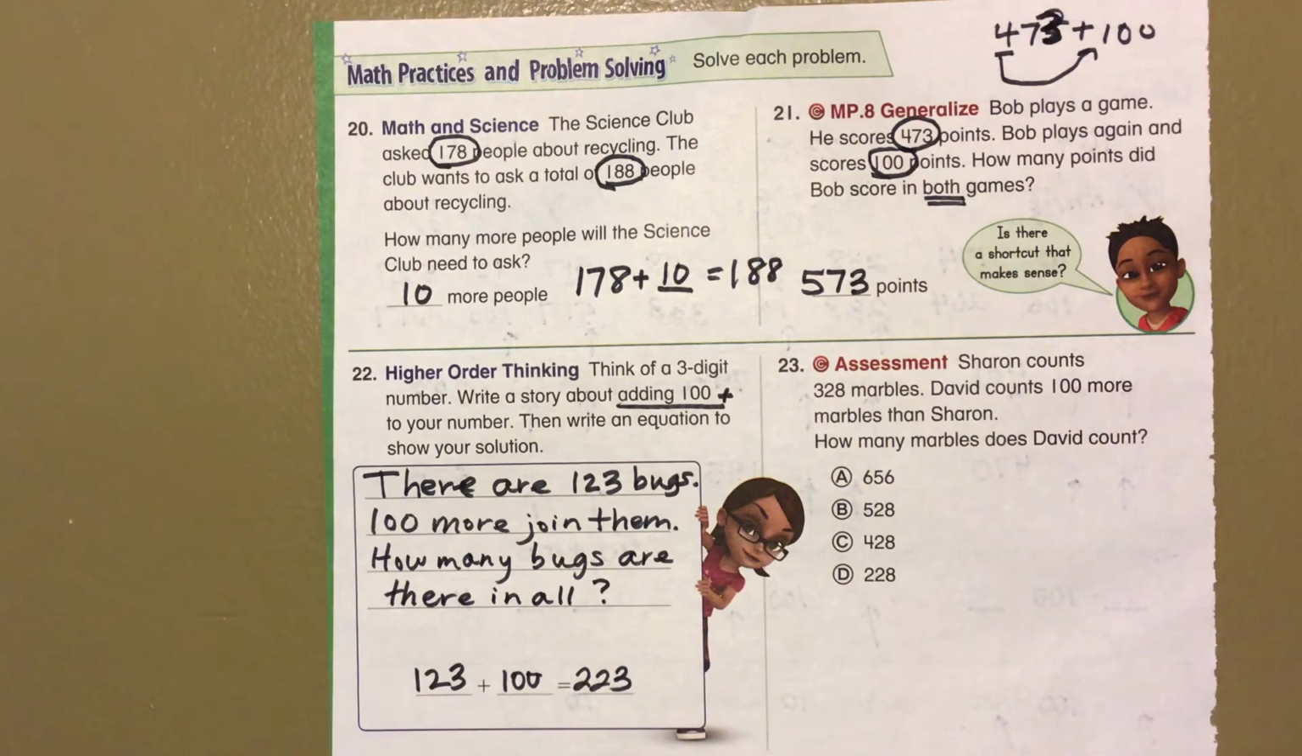All right, let's go to our assessment. Number 23 again, our assessment, we're going to have questions just like this at the end of this unit. So this gives us kind of a sneak peek of what we have in store.